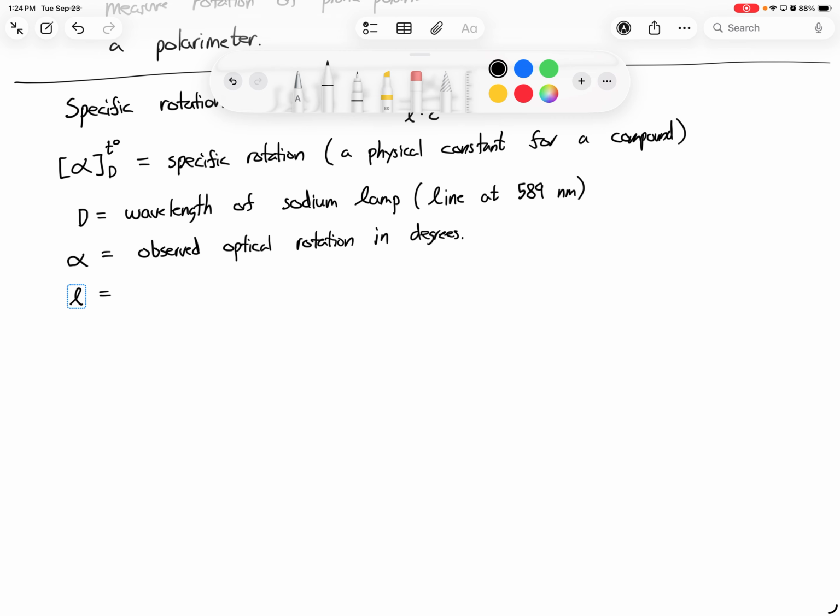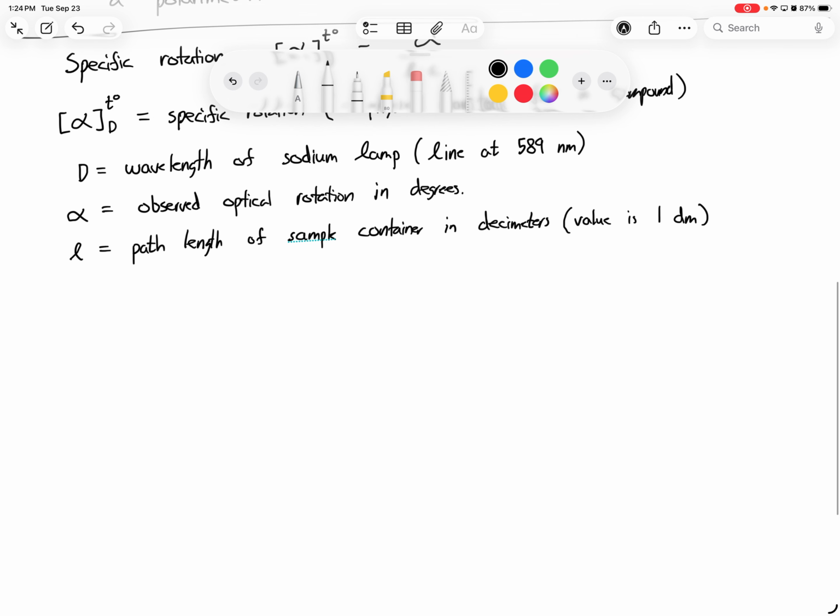In Gen Chem, you probably used absorbance. You measure the absorbance versus concentration. Here, we're going to measure optical rotation, okay? So L here is the path length of the sample container. And this is in a special unit. It has to be in decimeters. The typical value here is 1 decimeter, okay?